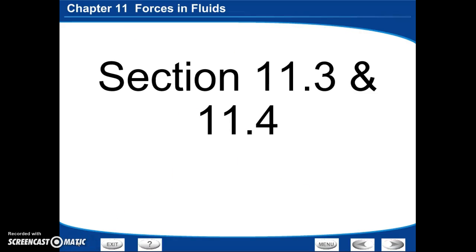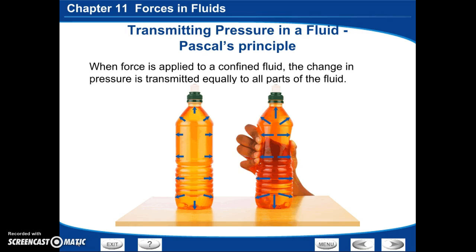Hey guys, this is section 11.3 and 4 about Bernoulli's law and Pascal's principle. So what Pascal's principle has to do, we're talking about fluids, is that when a force is applied to a confined fluid, the change in pressure is transmitted equally.